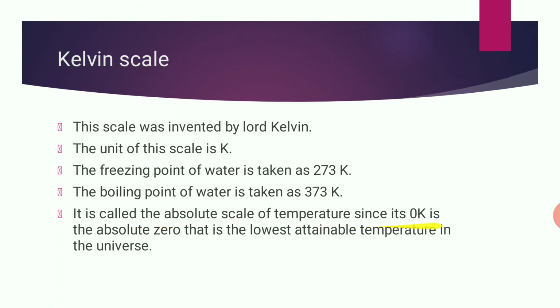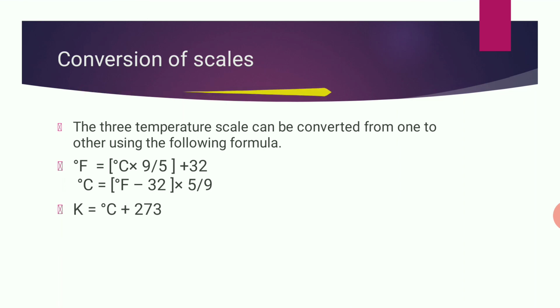It is also called the absolute scale of temperature, since 0 Kelvin is the absolute zero, that is the lowest attainable temperature in the universe. Which scale is called the absolute scale? The absolute scale of temperature is the Kelvin scale. Why do we say this? Because 0 Kelvin is the absolute zero, the lowest attainable temperature in the universe.